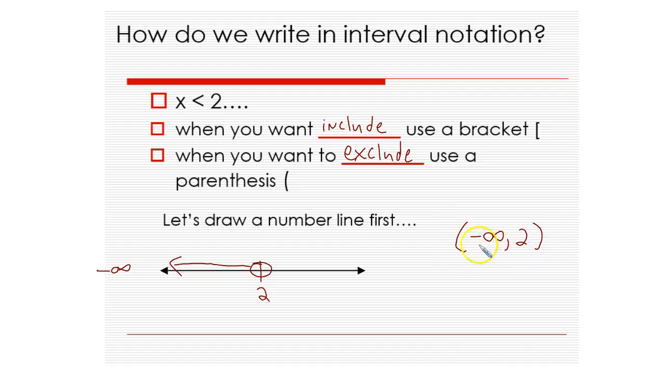Now remember that infinity and negative infinity always get a parenthesis. They never get a bracket because it's not a number that you can include. It's basically like a direction that we're traveling forever towards or forever from, but it's never a destination that we can reach. So it always gets a parenthesis. It is never included as part of the solution set. And in this case, 2 is not included either. Let's look at another one.